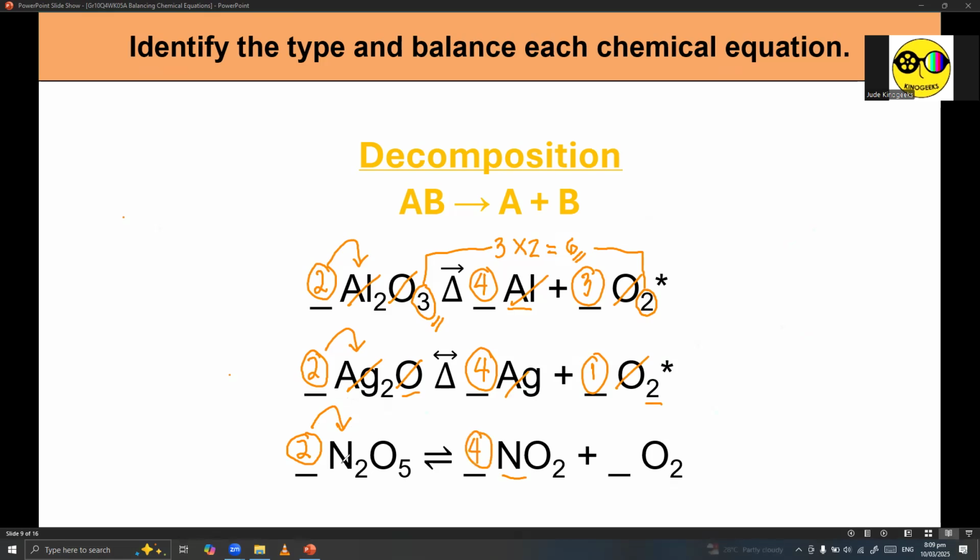At this point, nitrogen is already balanced. Now, for oxygen, no, you have 2 times 5, which is 10 on the left side. You have 4 times 2, which is 8 on the first product. And you have so far 2 on this product as well. So you have 10 on the reactant side, and you have 8 plus 2 on the product side. Therefore, because this is already balanced, you have to put 1 on O2.